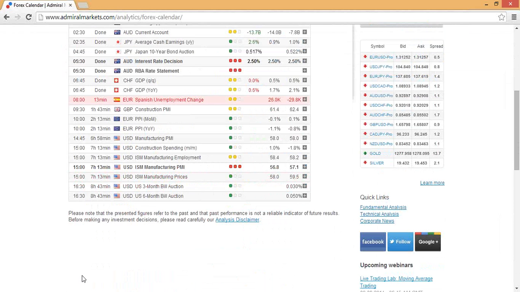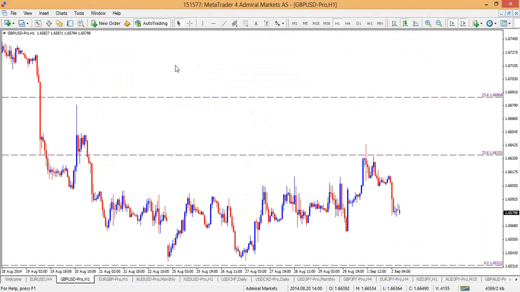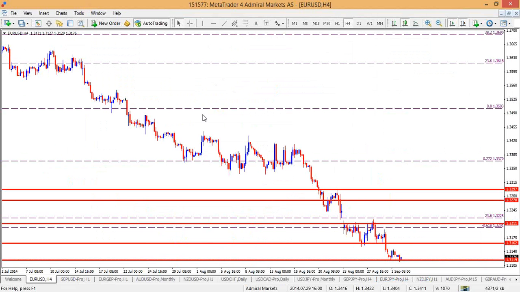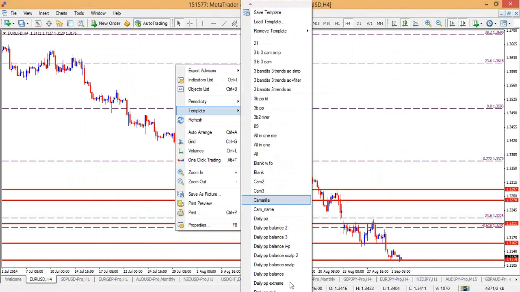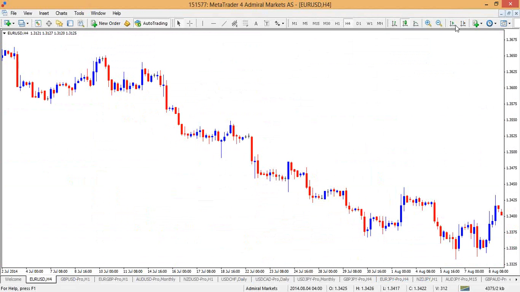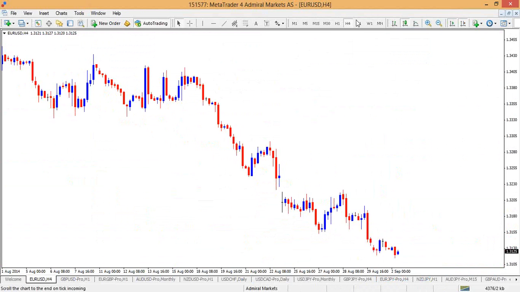So with that said, let's start with our euro dollar as always. I actually have no moving averages on this template, so I have to change the template so we get the moving averages because it is a moving average webinar. But maybe before we put on the moving averages, let's quickly take a look at the monthly chart.